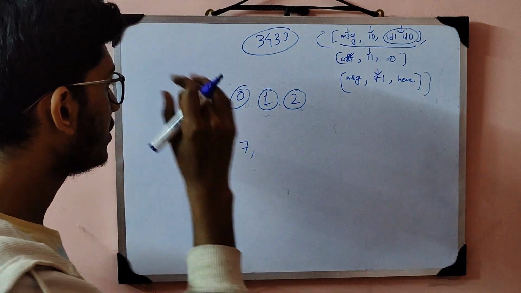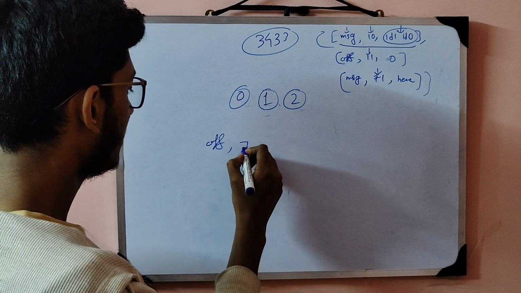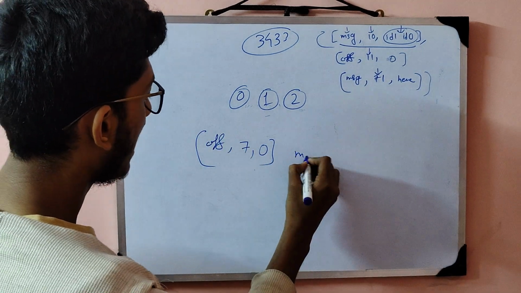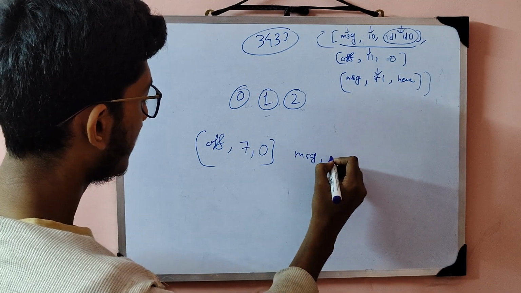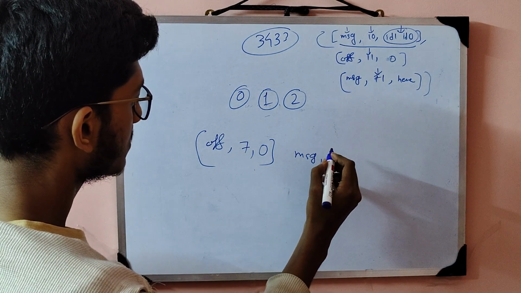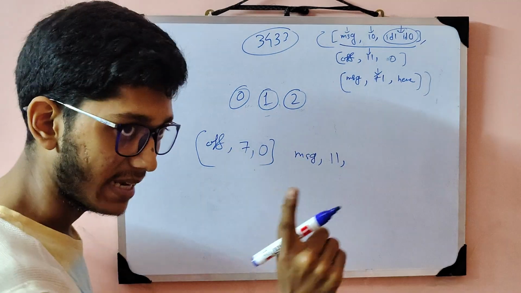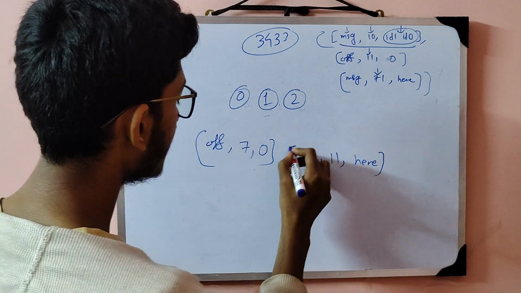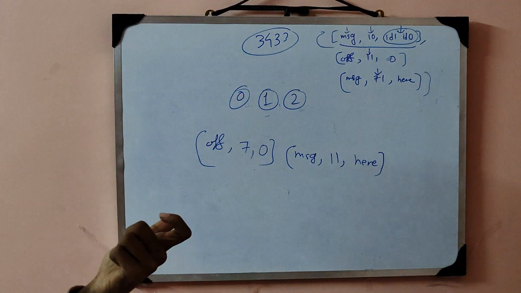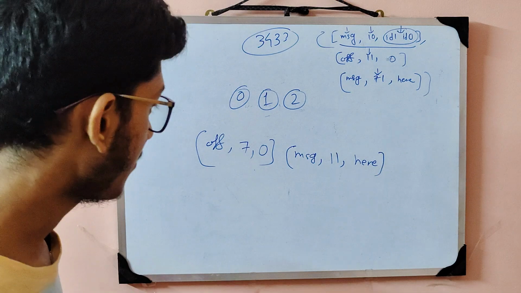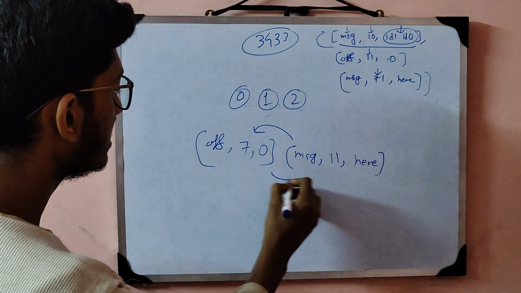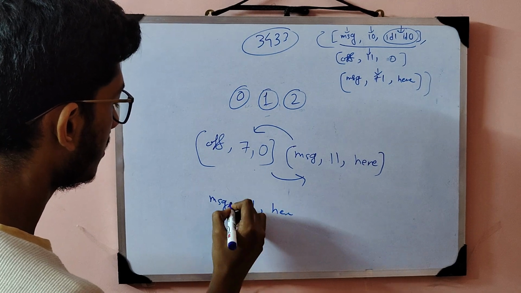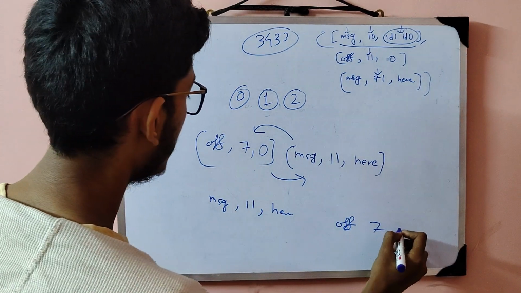So what we need to think is: offline 7, my 0 user is getting offline at 7. Okay, I am messaging everyone at 11, and I am writing "here". What does "here" mean? All the online users will be mentioned. So suppose this is first and this is second, meaning message 11 here and offline 7 0.